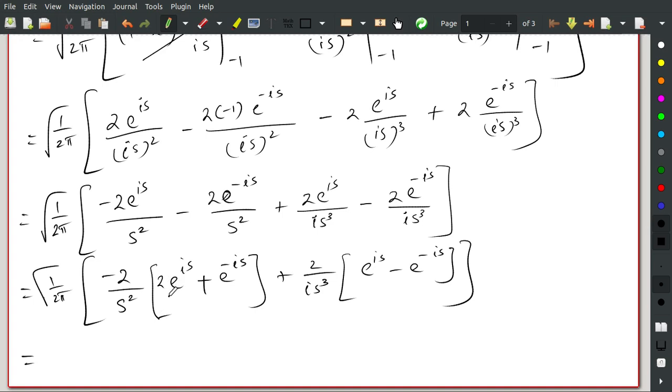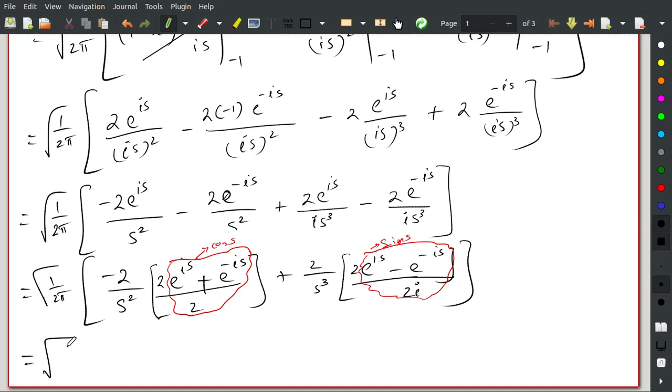We can multiply and divide by 2. Here also we can multiply and divide by 2. Just multiplying and dividing by 2, we can write this as, this is nothing but, and we can take this i inside. This part is nothing but cos, and this part is our sine s. Okay, this is sine s.